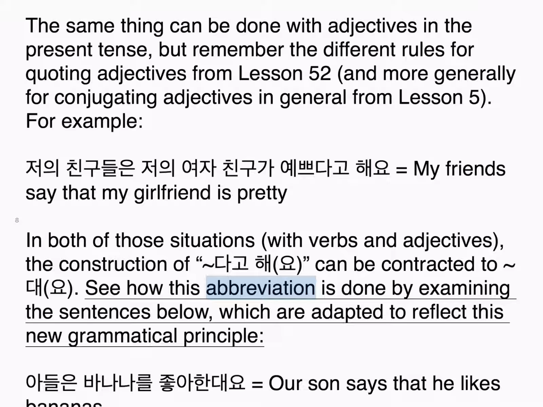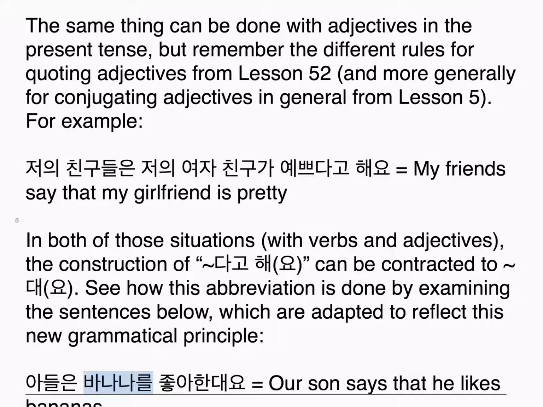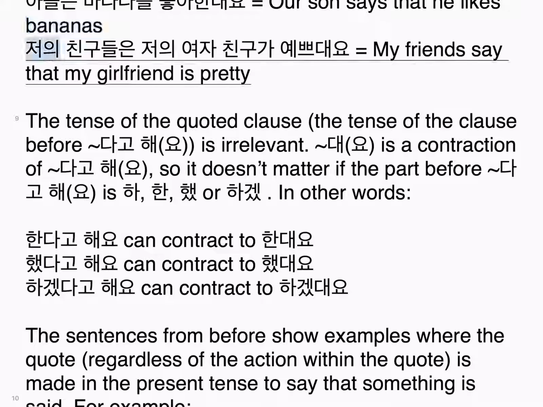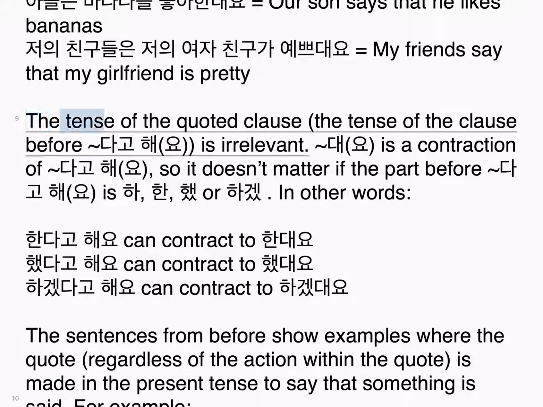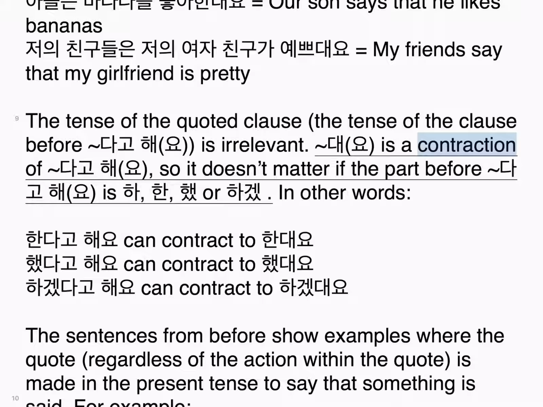See how this abbreviation is done by examining the sentences below, which are adapted to reflect this new grammatical principle. 아들은 바나나를 좋아한대요. Our son says that he likes bananas. 저의 친구들은 저의 여자친구가 예쁘대요. My friends say that my girlfriend is pretty. The tense of the quoted clause, the tense of the clause before 다고 해요, is irrelevant. 대요 is a contraction of 다고 해요.